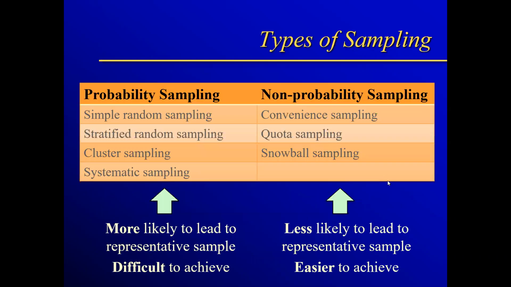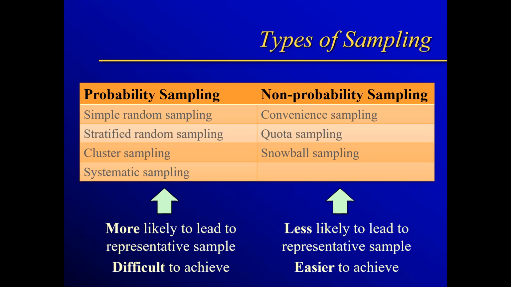So let's jump into the different ways of sampling. We're going to talk about all of these today, but all seven of these can be broken up into two categories: probability sampling and non-probability sampling. We're going to go into each one of these, but just know that probability sampling is more likely to lead to a representative sample.